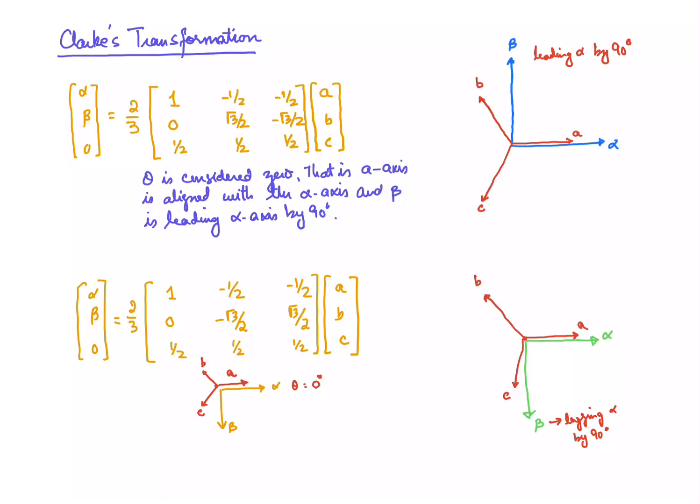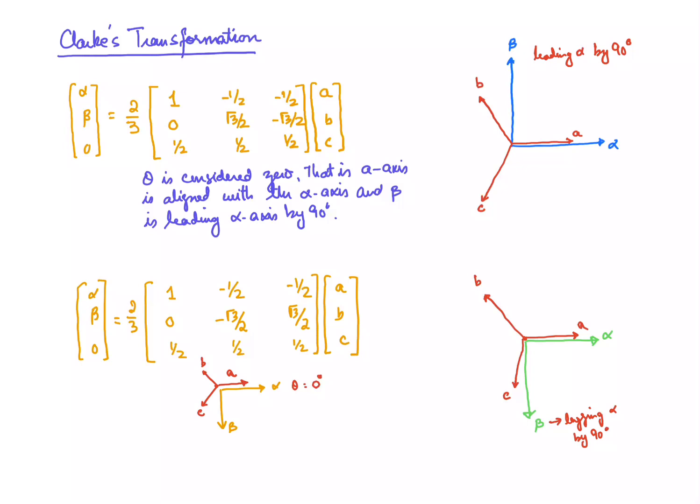We discussed in the last video that if we have this orientation, where the alpha axis is like that, the beta axis is leading the alpha axis by an angle of 90 degrees, and phase A is aligned with the alpha axis, then for this particular case we have derived the transformation matrix, given by this equation. For the derivation, you can refer to the previous video.